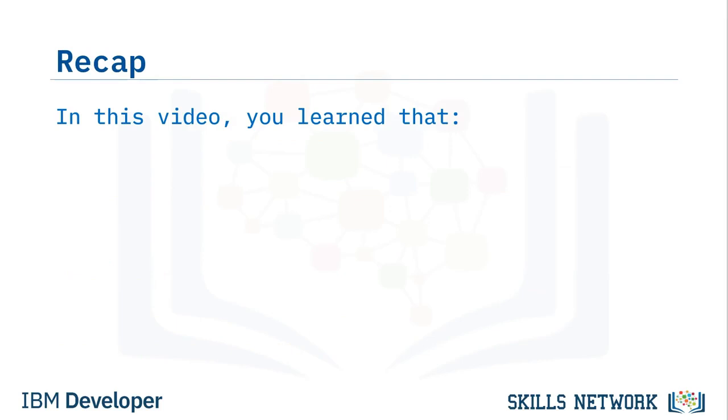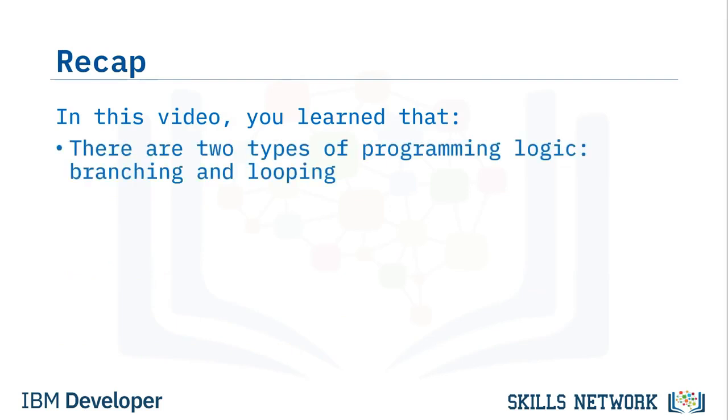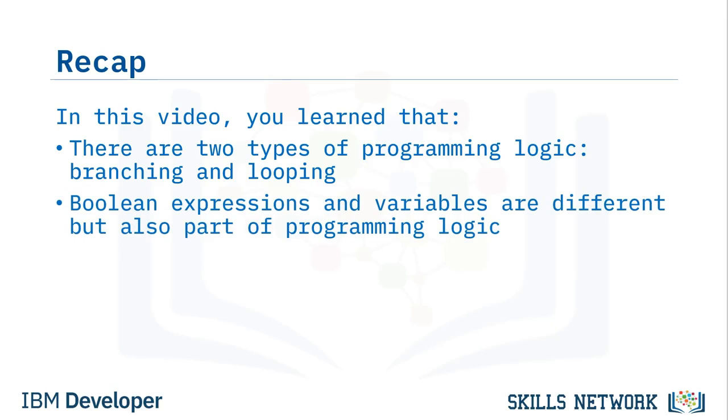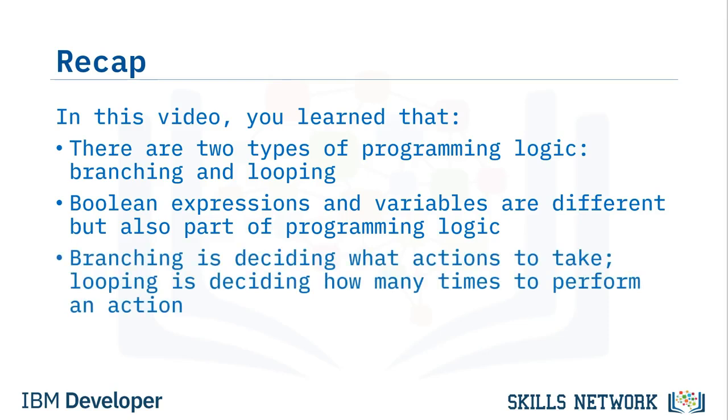In this video, you learned that there are two major types of programming logic, branching and looping. Both types of logic use Boolean expressions and variables. Boolean expressions have only two possible values, either true or false, and variables have assigned values that are passed onto a function or subroutine within a more extensive program. Variables have values that can change depending on conditions or information passed to the program. And branching is deciding what actions to take, while looping is deciding how many times to perform a certain action.